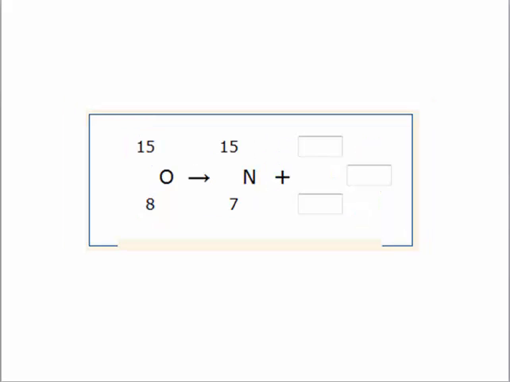Let's do another one. We have this fission reaction. We notice that there are 8 protons on the left and 7 on the right, so there's a 1 that goes down here. We know that the masses are the same, 15 and 15, so we know that there has to be a 0 up here. So what has a positive 1 charge but no mass has to be a positron.